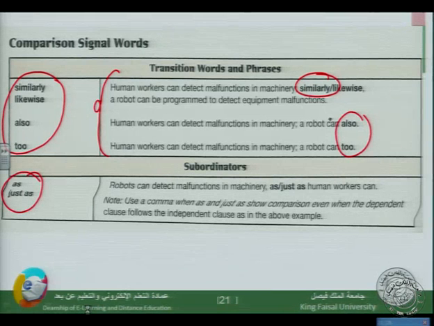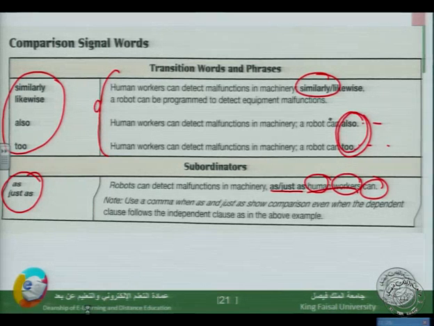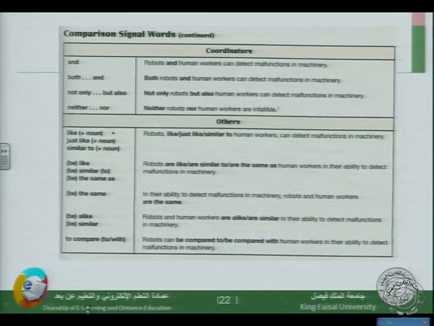أيضا we have subordinators. A robot can detect malfunction in machinery as human workers can. Just as human workers do. Okay? فلاحظوا بعد as, just as جاء عندنا subject وverb. لكن بعد also, too ما جاء لا subject ولا verb. انتبهوا هذه للقواعد مهمة. حيكون إن محاضرة تطبيقية لكل للمحاضرة لهذه النقاط الرئيسية.